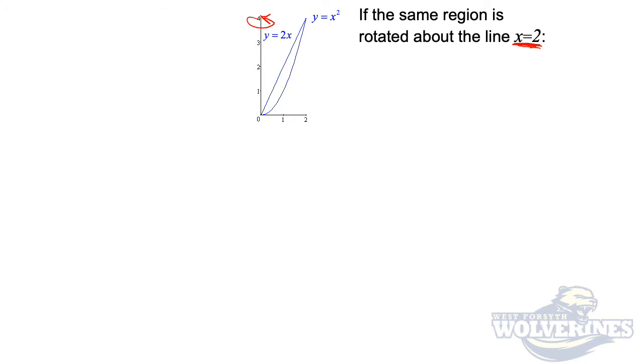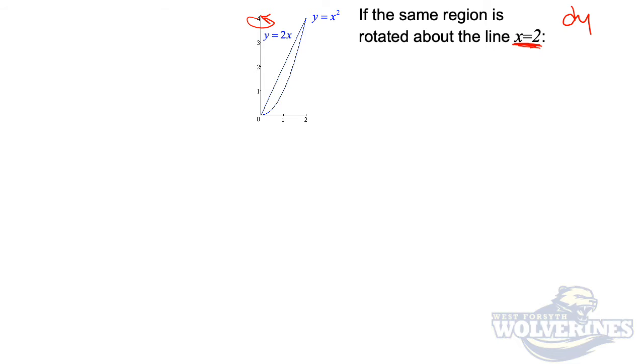Now, as always when we're doing volumes of revolution, you want to pay attention to the axis first because it tells us two things. It tells us what type of shape it is. Is it a disc or a washer? And it's going to tell us what variable we're working with. Horizontal axis would be dx, vertical axis will be dy. So x equals 2 is a vertical line. Unfortunately, that means this is going to be a dy scenario.